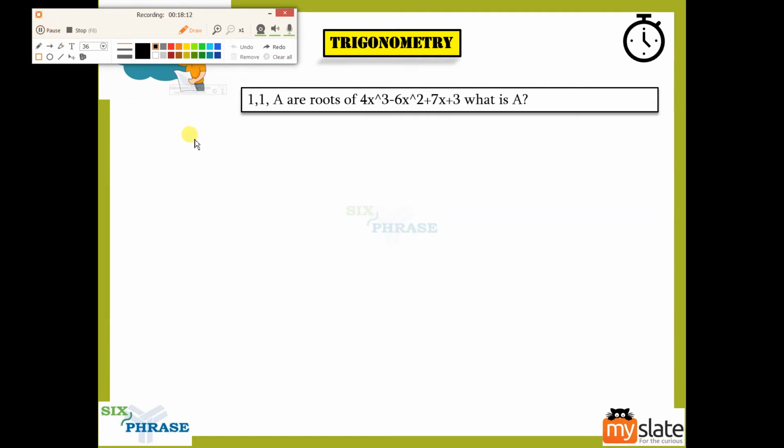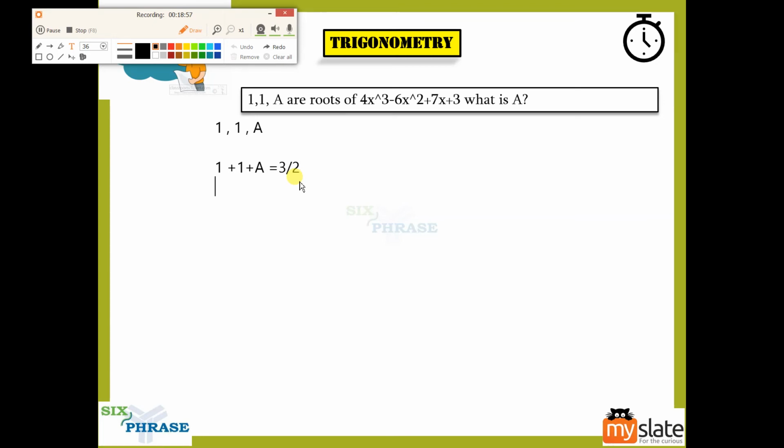Right, the next one. We are given three roots: 1, 1, a, and you want to find a. You know the sum of roots, guys. The sum of the roots will be equal to minus b by a. Am I right? What is b? b here is 6, a is 4. So the sum will be minus b by a. I got this from the previous slide. So 6 by 4 is nothing but 3 by 2. So this is going to be equal to 3 by 2.